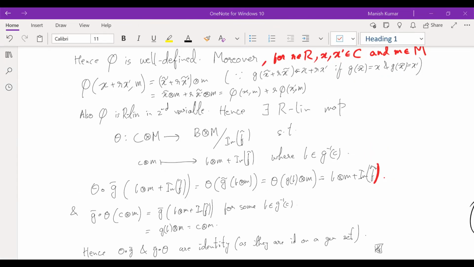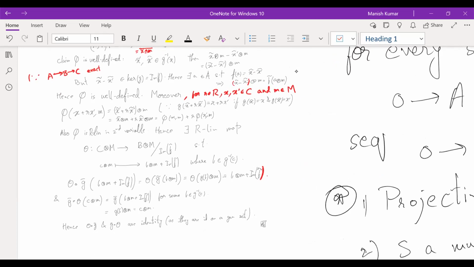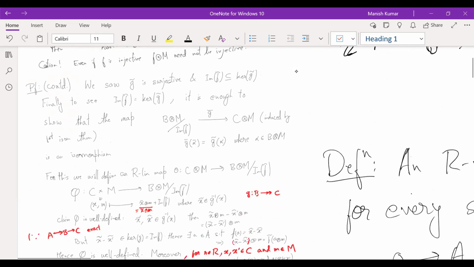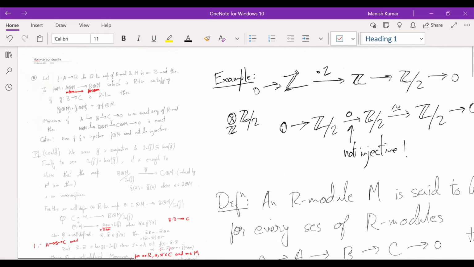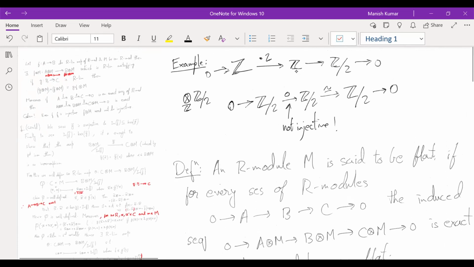Okay, so this shows that tensor is right exact, in the sense that if you have a short exact sequence of R-modules, it will still remain exact on the right, but it doesn't say whether it's exact on the left. So actually it is not exact on the left. Last time I mentioned it, but today we'll see an example.